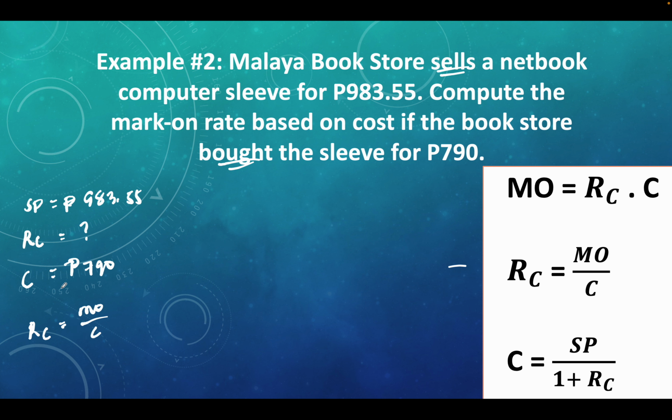From our given here, as you can see, the cost is given, which is this one. Pero yung mark-on natin is nawawala from the given. To get the mark-on, as we said from the previous lesson, mark-on is equal to the selling price minus the cost. Since yung selling price natin and cost are given, substitute lang natin dito.